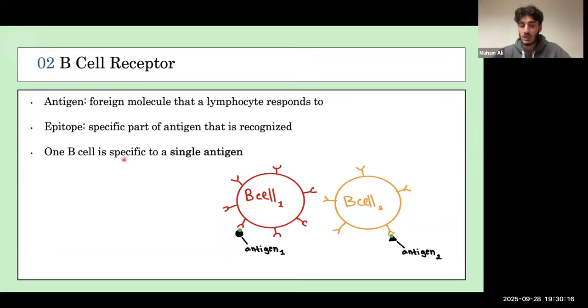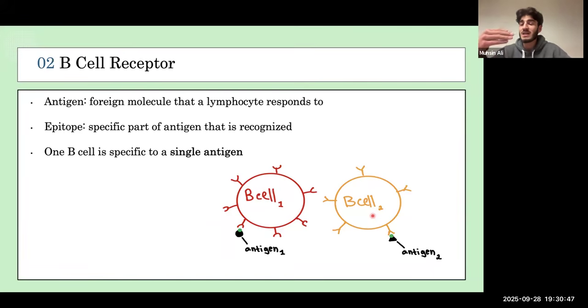And one B cell is specific to a single antigen. This is how I want you to imagine this, using the same diagram over here. You have B cell number one and antigen number one. B cell number one is only able to recognize antigen number one. You can see that the circular shape of the receptor is only going to bind the circle of the antigen. So B cell receptor one is only able to recognize antigen number one. Now your B cell receptor 2, which is another B cell, is going to be able to recognize another one.